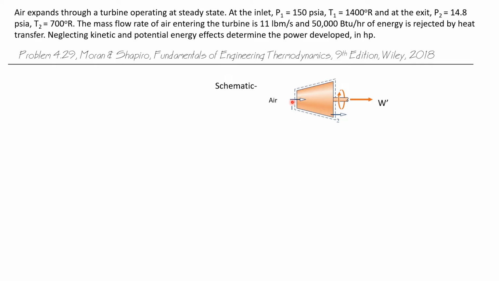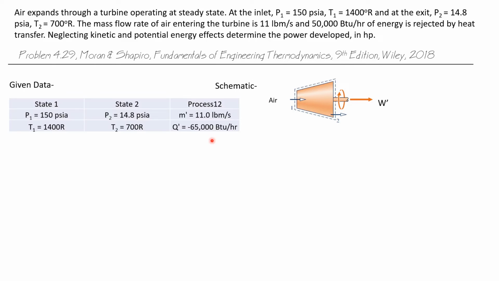We have a schematic showing that air is flowing through a turbine, enters at state 1, exits at state 2, and it expands as it goes through the turbine blades, which cause the shaft to rotate. Now we are given pressure and temperature at both the inlet and the exit. We're also given the mass flow rate and the heat transfer. Now Q dot is minus 65,000 BTUs an hour, and that is because the heat transfer is transferring energy from the system to its surroundings, so it will be negative.